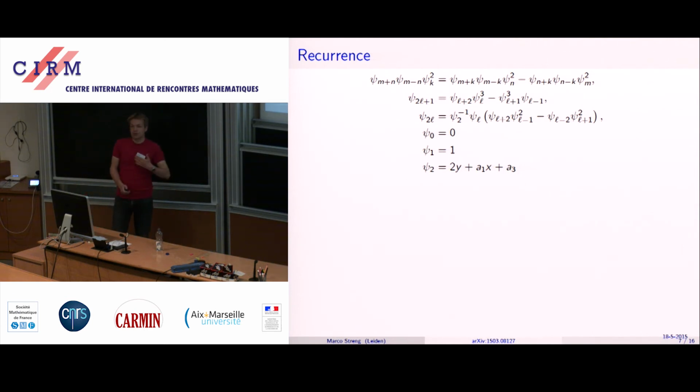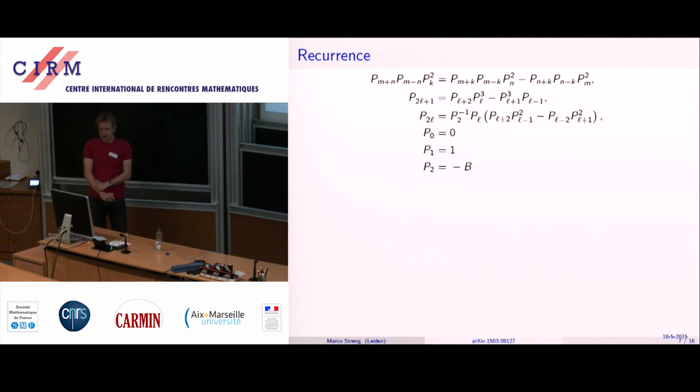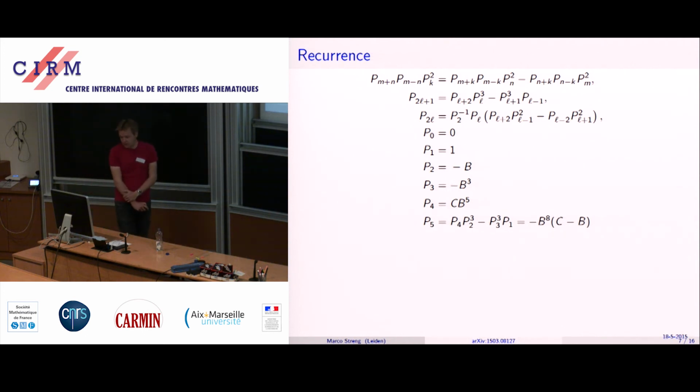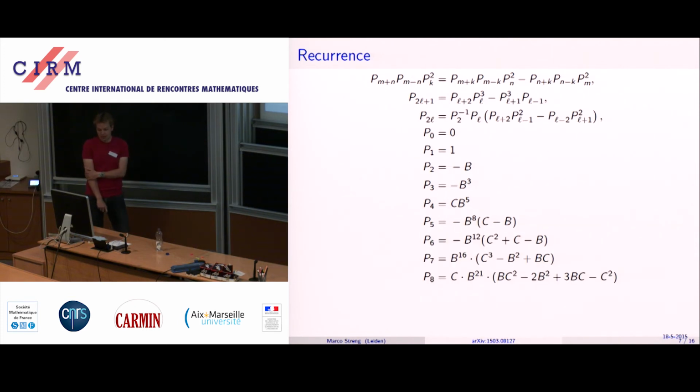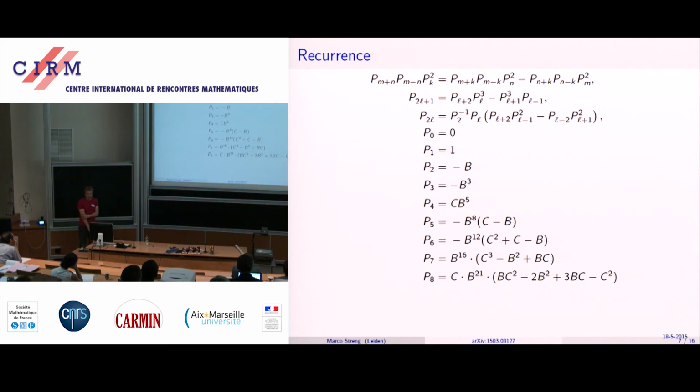Now we can do this substitution of the Tate normal form in there. So we put p's everywhere. P0 is 0, P1 is 1, P2 is minus b, and you can use Sage or whatever you like to compute some more terms. P3 is minus b cubed, P4 is c b to the 5. And now the recurrence will just give you all of the other terms, or Sage could give you these terms as well. For example, P5 is, you fill in the recurrence and then you get minus b to the 8 times c minus b. P6, you can do it as well. P7 and P8, here are just some examples.